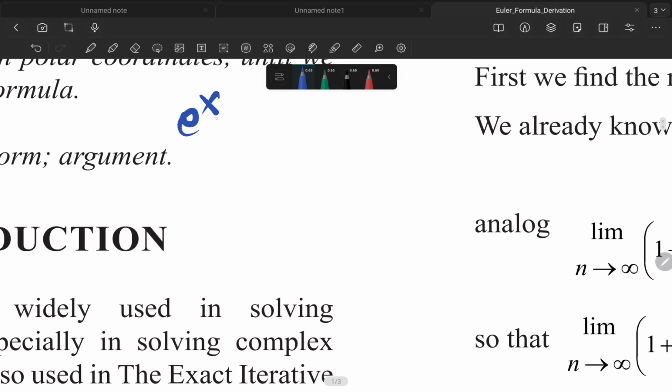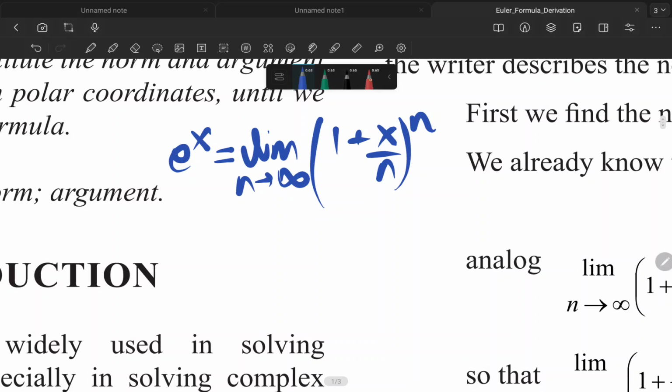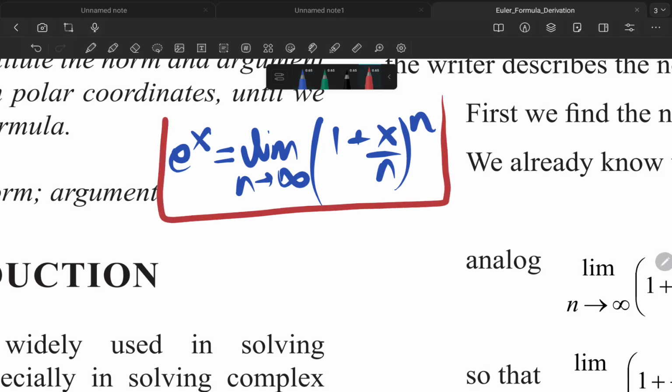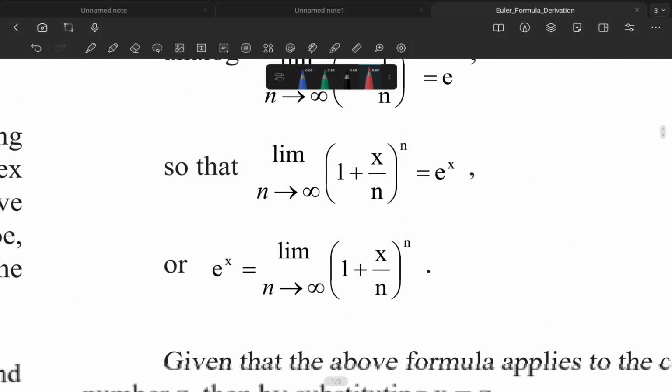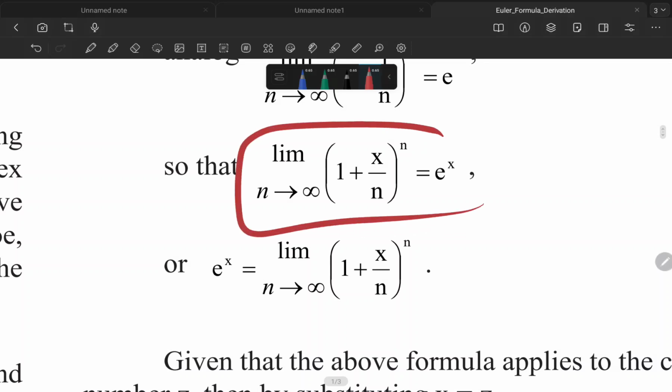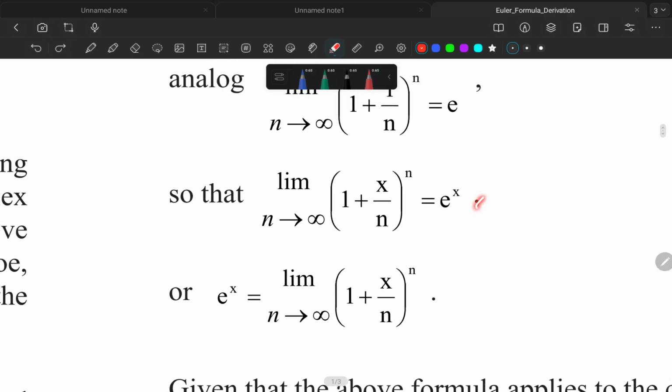e to the x is the same as the limit as n tends to infinity of (1 + x/n)^n. Guys, I'm sorry, but you just have to digest it. But if you want, I will make a new video on the proof of this. For now, please just digest it and continue with the proof. So let's look. Let's put x equals 1.